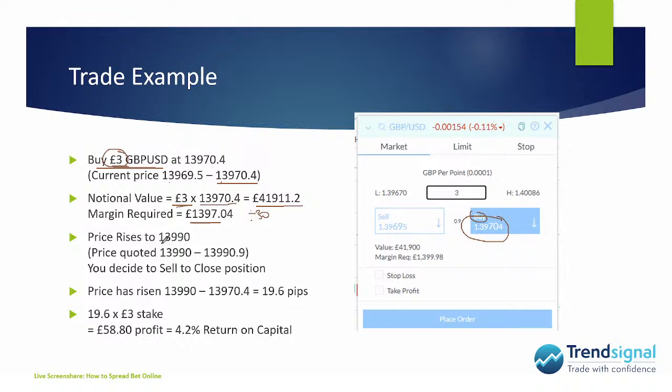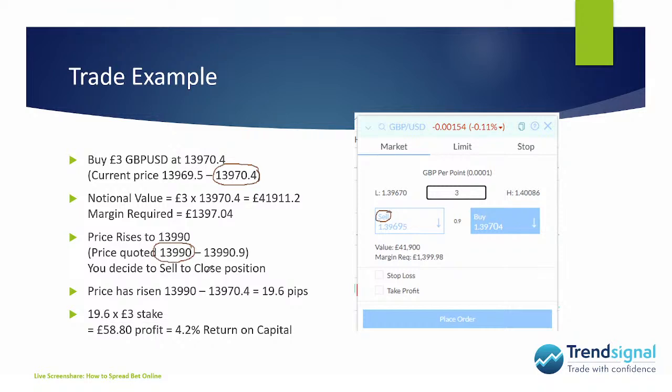But we've now seen the market rise to 139.90. The price quoted is now 139.90 to 139.909. So a 0.9 pip spread, which is nice and tight. But notice I'm going to be buying on the right-hand price, and when it comes to sell, I'm going to be selling on the left-hand price, the sell price, the lower of the two prices.